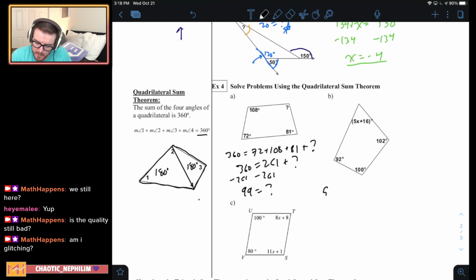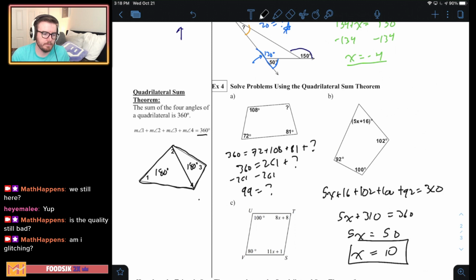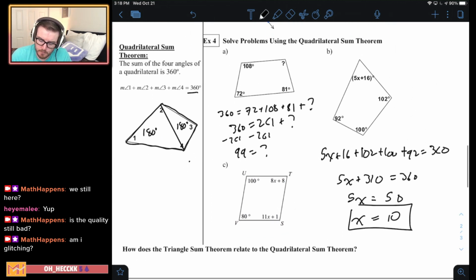Same idea here. 5x plus 16 plus 102 plus 100 plus 92 equals 360. So 16 plus 102 plus 100 plus 92, that's 5x plus 310 equals 360. Subtract the 310, you get 50. Divide by 5, you get 10. Super easy lesson.